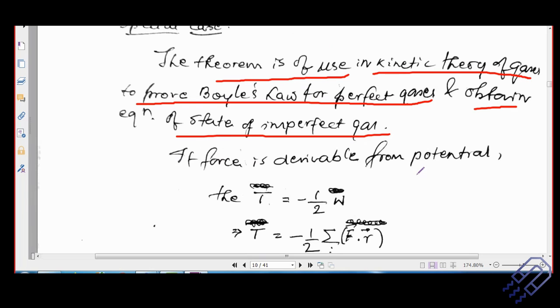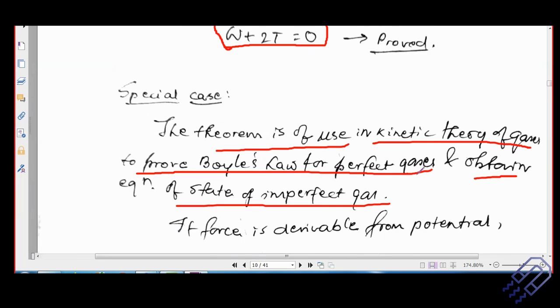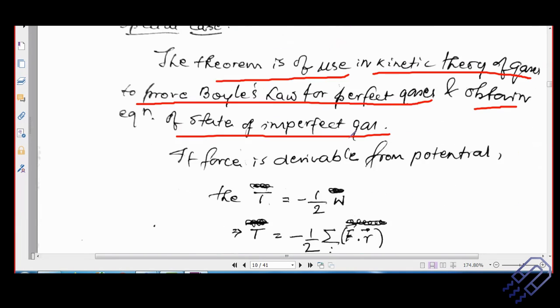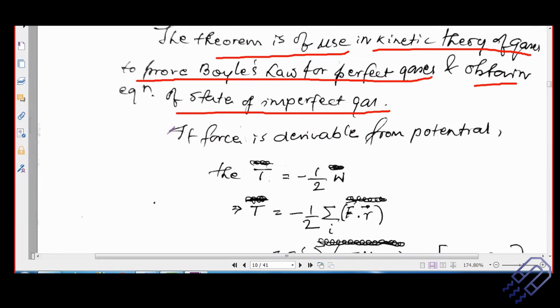There is one more part that we would like to look into. We have the Virial theorem W + 2T = 0. Can this Virial theorem also be written in terms of potential? Now let's see how we can do it. We are going to write this Virial theorem in terms of potential. So this is the application part.